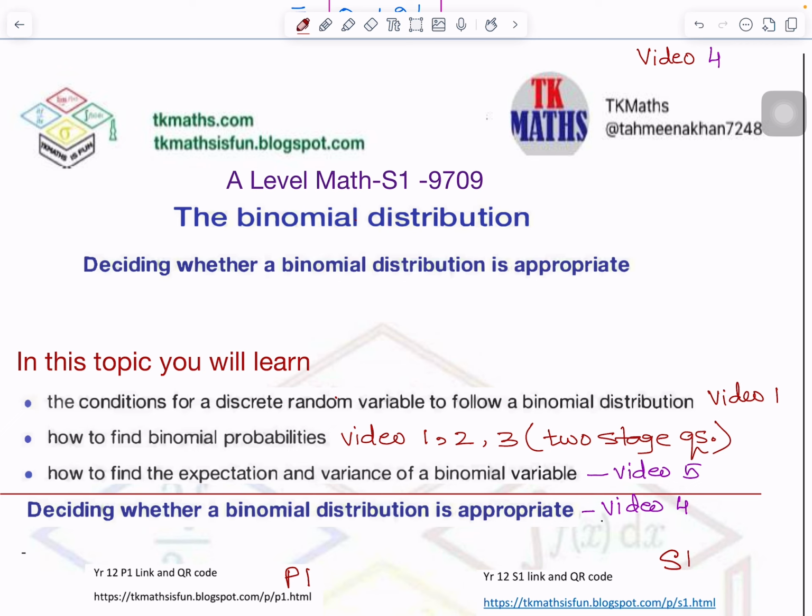In today's video, which is video number 4 on binomial distribution, we will study deciding whether a binomial distribution is appropriate. So there are questions where a scenario is given to you and then you have to comment whether binomial distribution is suitable or not, with reasons and everything. So I have picked up here 3 questions, and in the earlier videos we have seen the following pointers you can see here, and now we are focusing on this one.